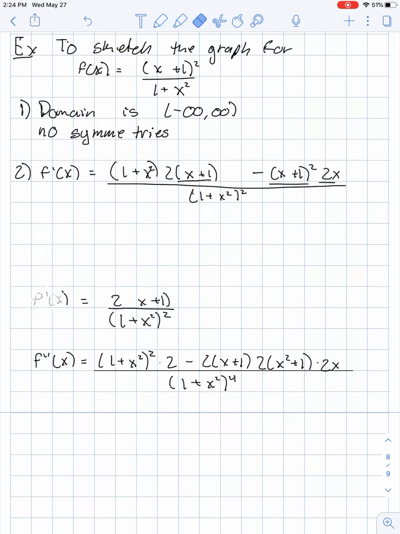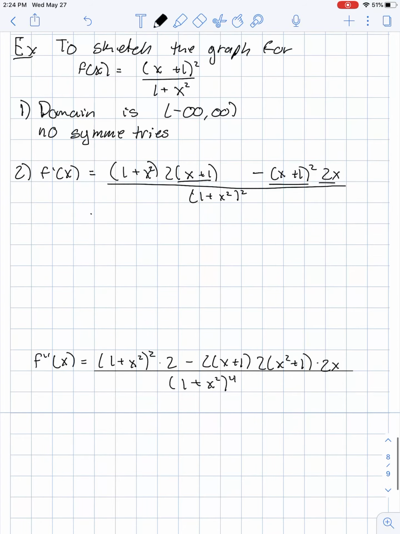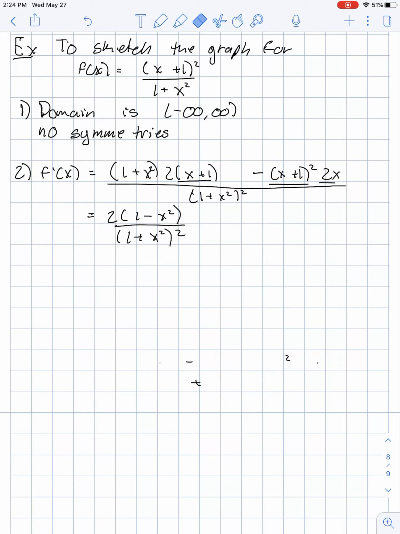And mistakes happen. So this simplifies to 2 times 1 minus x squared over 1 plus x squared squared. So we're going to move this up.